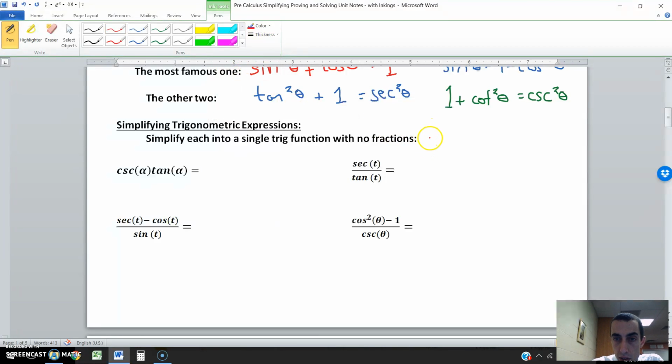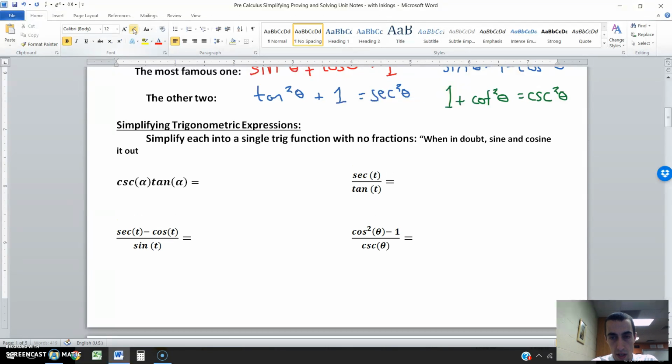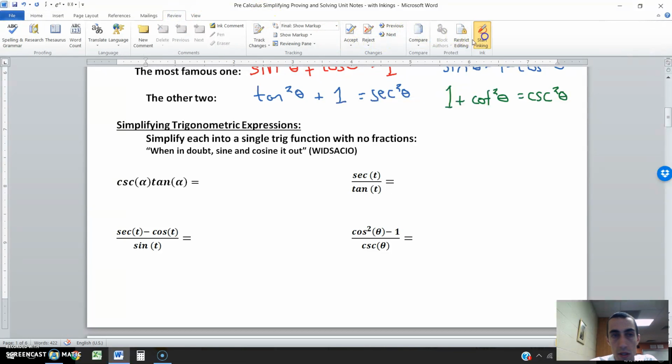Alright, so I'd like you to remember this piece of advice. When in doubt, sine and cosine it out. You might also hear me say Widsasio, an acronym for when in doubt, sine and cosine it out. So if you're not quite sure how to simplify, try to change everything into sines and cosines if you can. We'll do that in this example here. Let's get back to the inking.